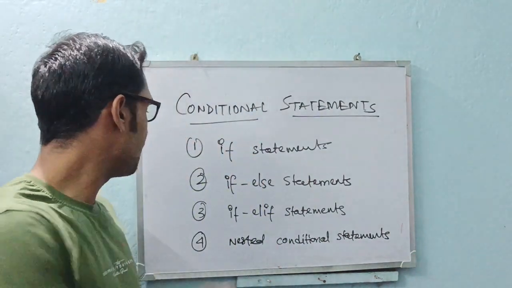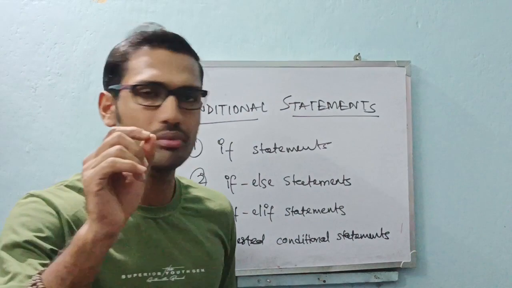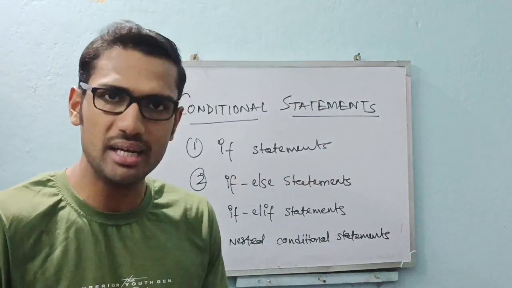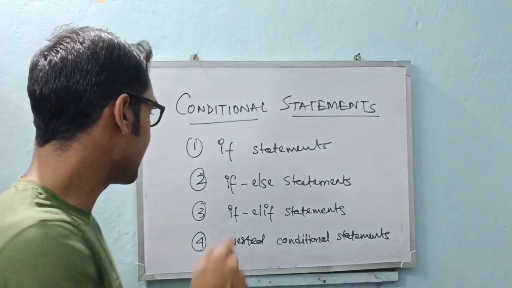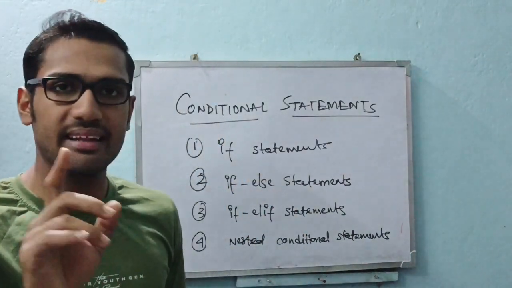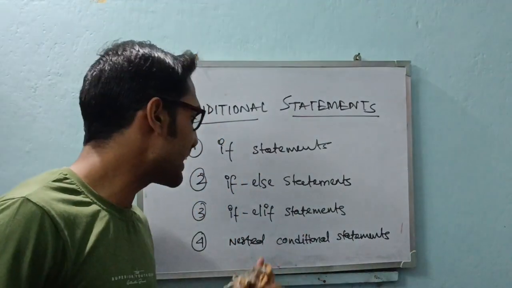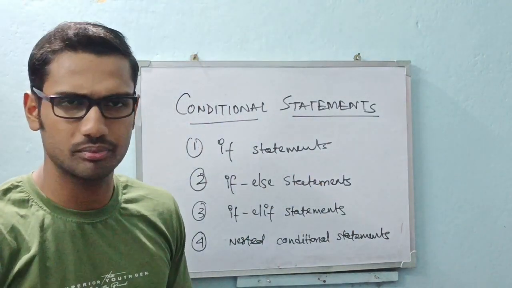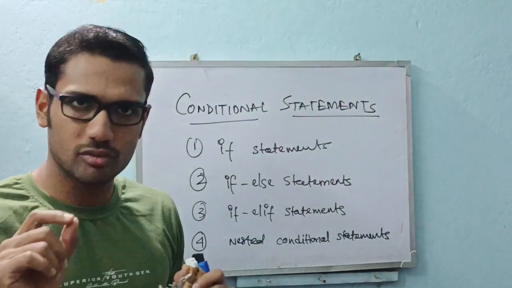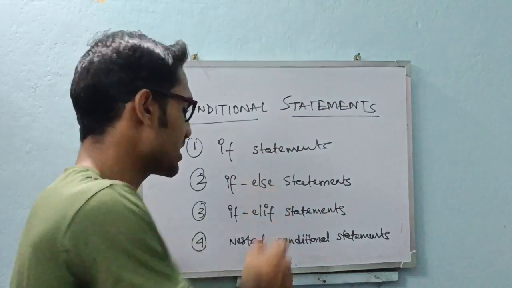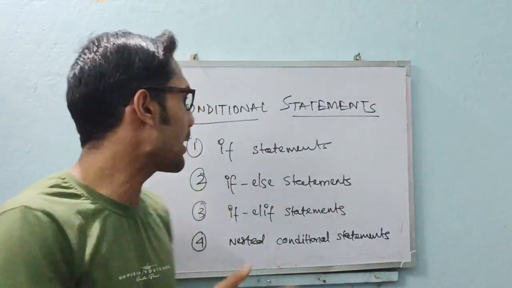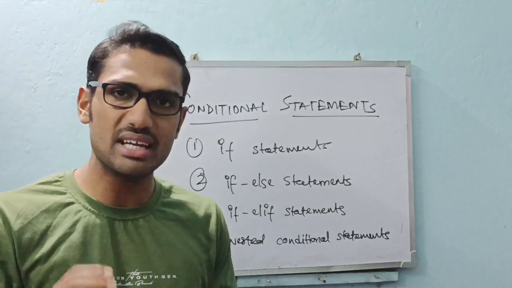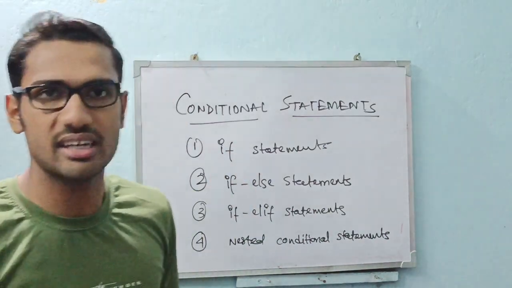So we have basically four types of conditional statement. The first one is the if statement, the second one is the if else statement, the third one is the if elif else statement, and the fourth one is the nested conditional statements. This particular part is quite easy if you understand the first three parts. So in today's video, we will start with the topic of if statement, which is a very simple topic. So let's continue.